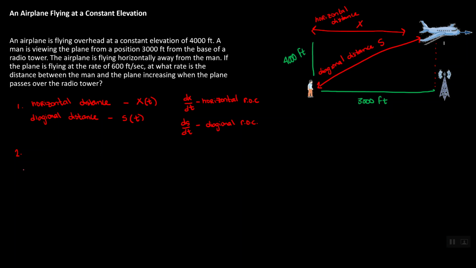We do know the airplane is flying horizontally, so the distance between the man and the airplane is a horizontal rate of change, which is exactly the same as the rate at which the plane is flying. So our dx/dt is equal to the 600 feet per second, the speed of the plane.